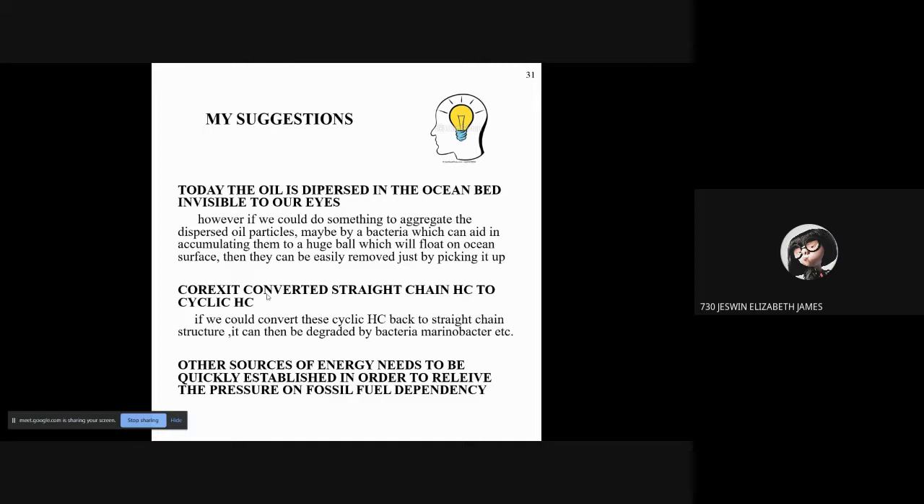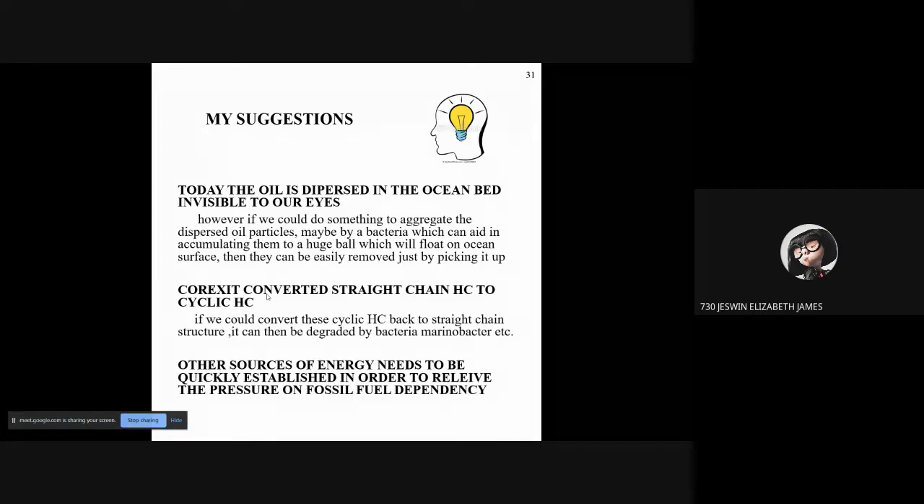Another suggestion is that Corexit converted the straight chain hydrocarbons to cyclic hydrocarbons, right? Now, if by any chance we could convert these cyclic hydrocarbons back to straight chain form, then they can be degraded by bacteria like Marinobacter and Oceanospirillum. They can actually degrade the straight chain oil. So this is also another possibility. It's just my pure suggestion.